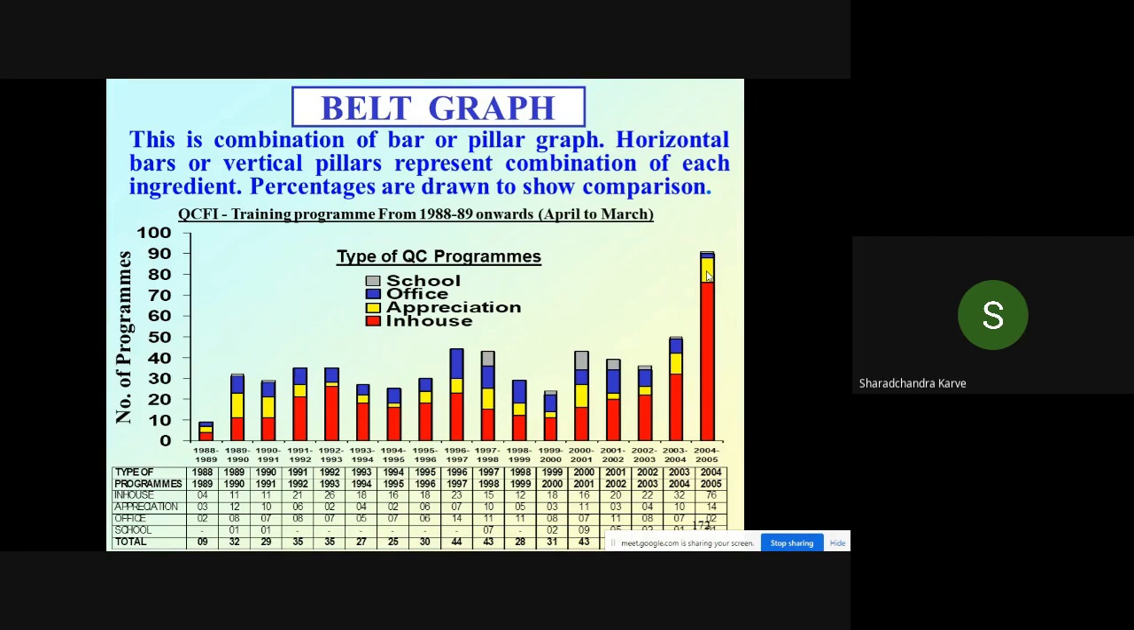So this is QCFI, Quality Circle Forum of India, which conducted a few training programs in 88, 89 onwards. So 88, 89 to 2004, slightly older data, shows how the breakup of my programs was. If you look at that red line, which was very normal, it has now increased. So this is how it can be done.